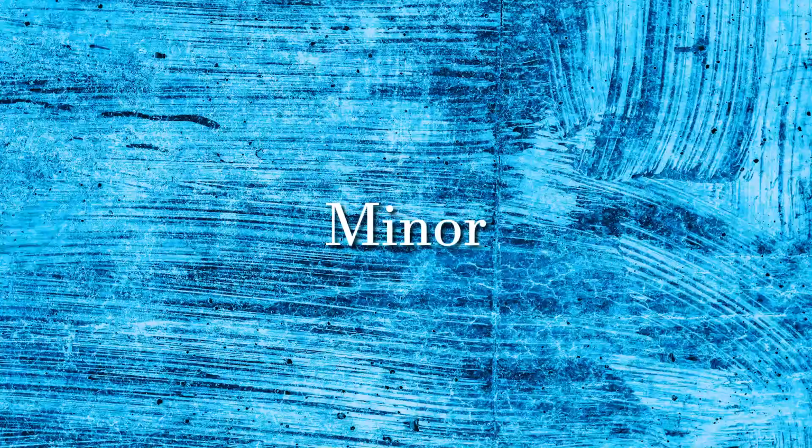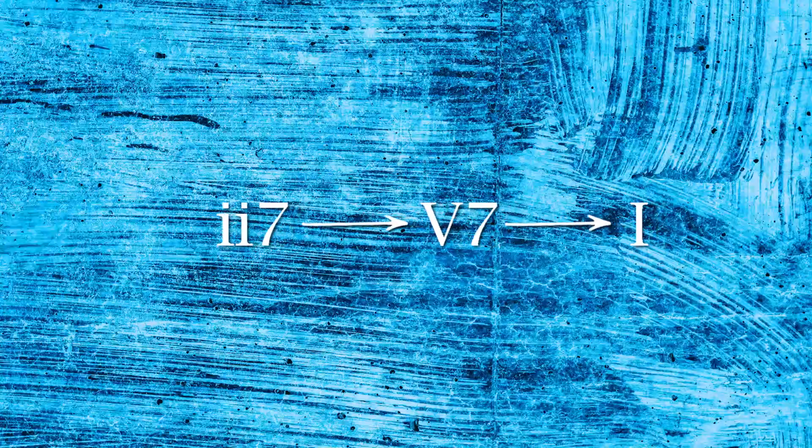Next up is the minor seventh chord. The minor seventh chord is a frequently utilized chord that plays a crucial role in setting up the arrival of the dominant chord. A typical chord progression from the Baroque or Classical era is the 2-7, 5-7, 1 chord progression.